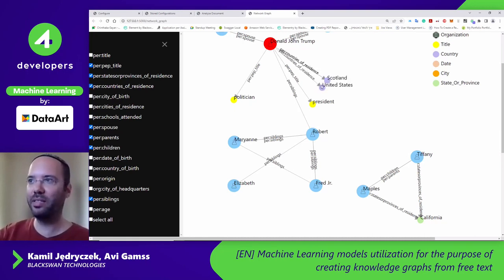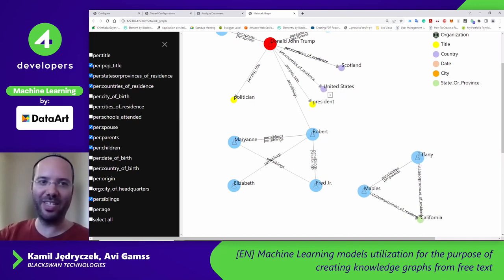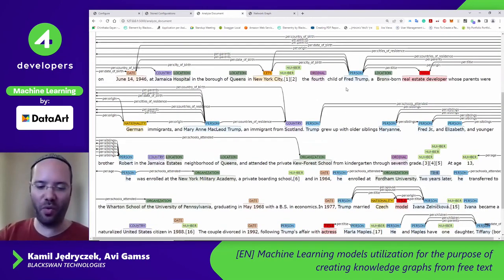Person country of residence. So here's some interesting pieces of information. Donald Trump is connected to, of course, we know, United States. But it also brings out Scotland over here, which is interesting because Donald Trump isn't actually a resident of Scotland, but if we look back in our documents, where does Scotland show up? So we will even search for it live over here as we're looking at it. So we can see Donald Trump's parents were German immigrants, and Mary Ann McLeod Trump, an immigrant from Scotland. So it connected Trump to country of residence Scotland. And because of our co-reference processing, it connected Donald Trump obviously over here to Mary Ann and therefore to Scotland.